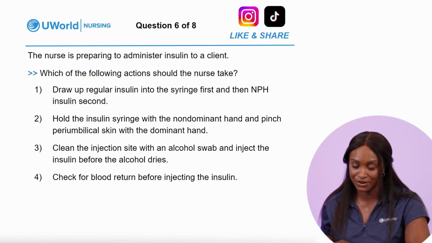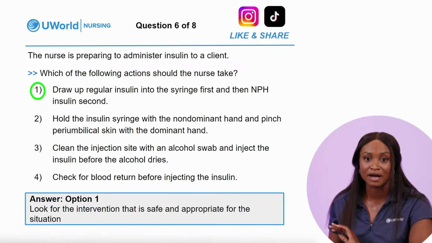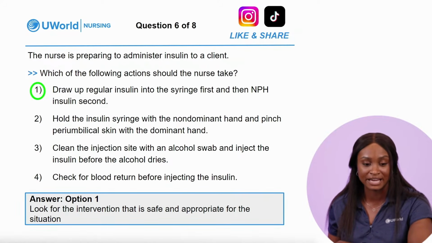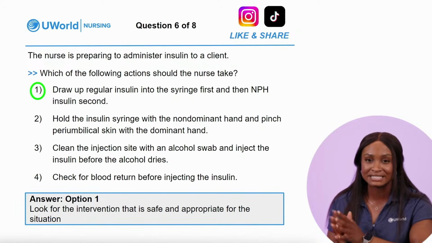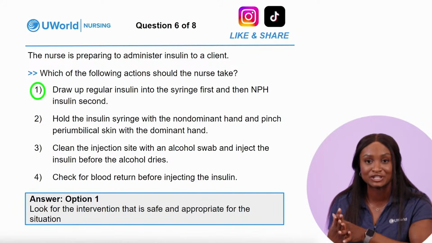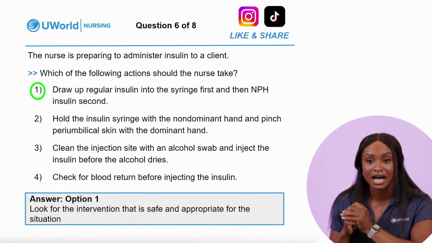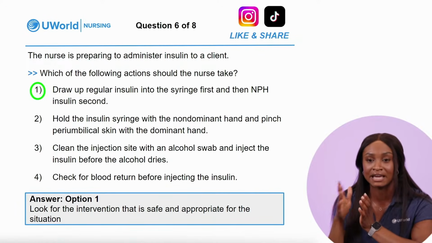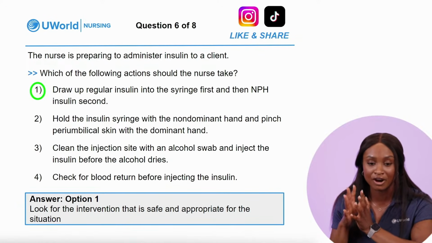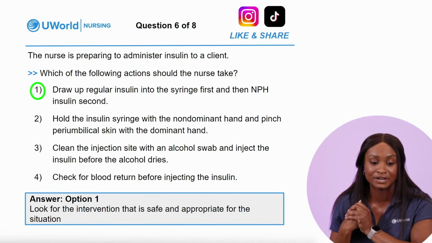Let's see, the correct answer would be option 1. Draw up regular insulin into the syringe first and then NPH. I always think of the mnemonic RNs, like what we're striving to be, registered nurses. So draw up regular insulin first, then NPH, because we don't want to cross-contaminate the NPH with the regular insulin. So always draw up regular insulin first.